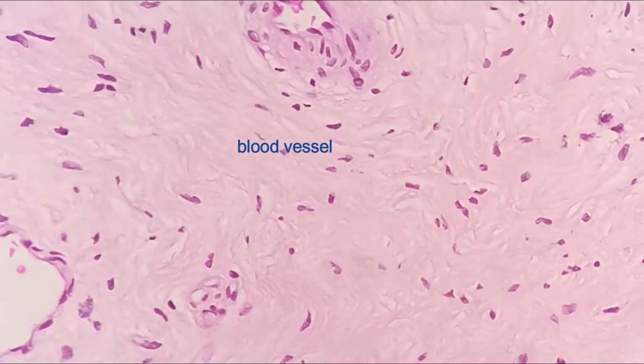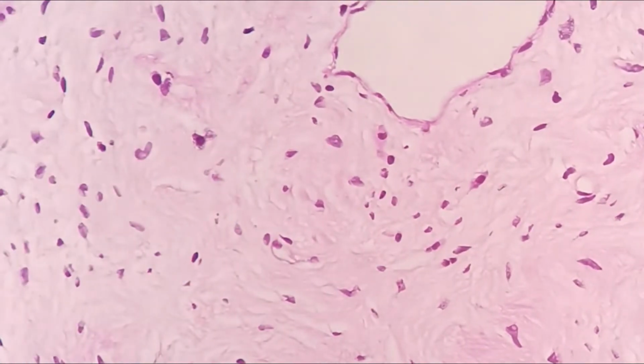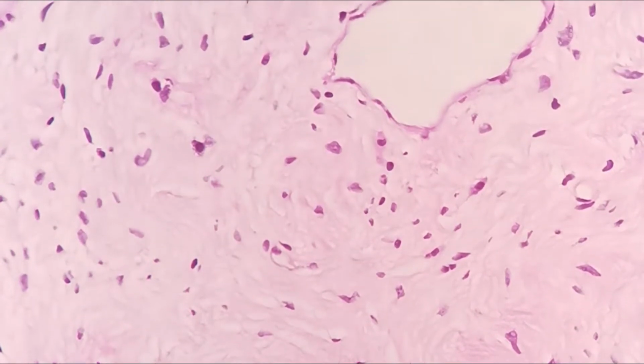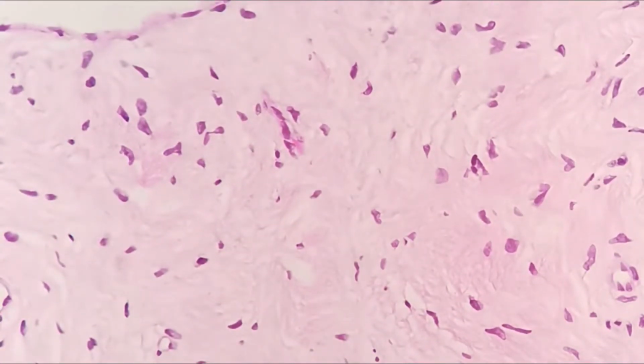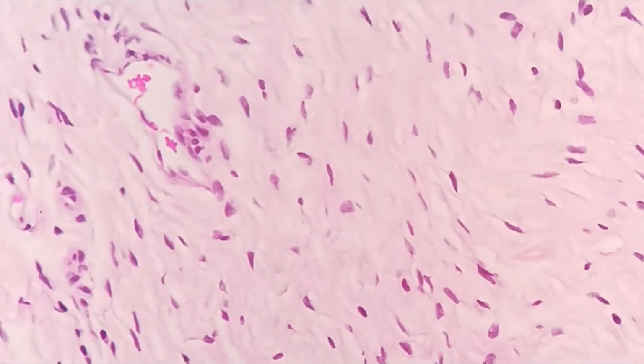Under high power, you can see that it's formed by a wavy fibrous tissue which consists of fibrocytes and also fibroblasts. The fibrocyte has a very small and elongated nuclei, whereas the fibroblast has a little bit bigger and plumper nuclei.